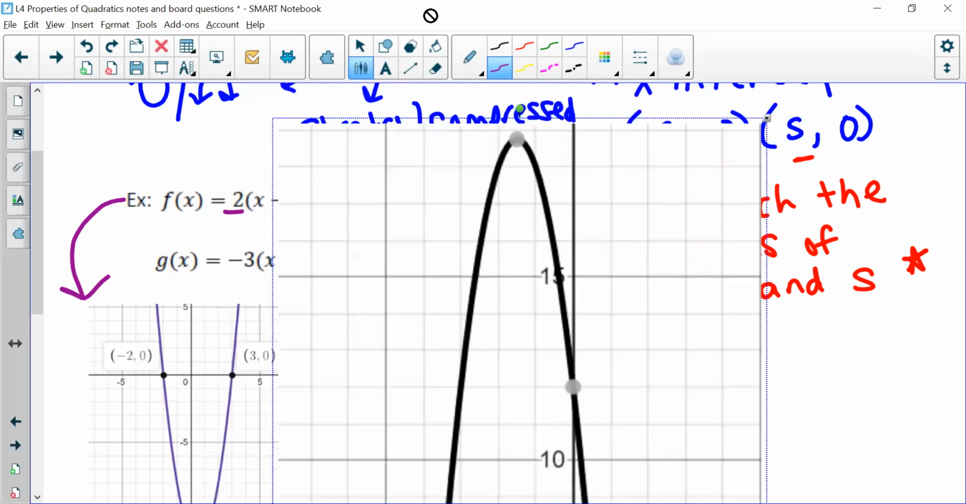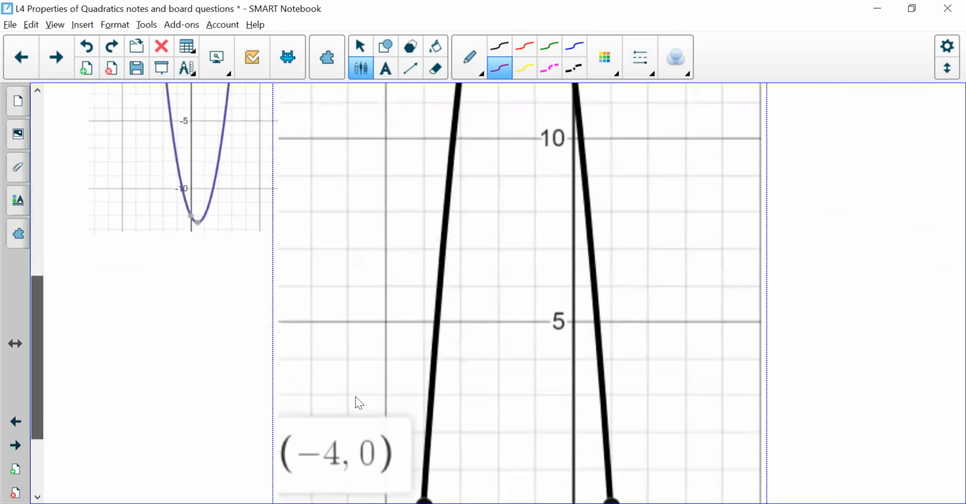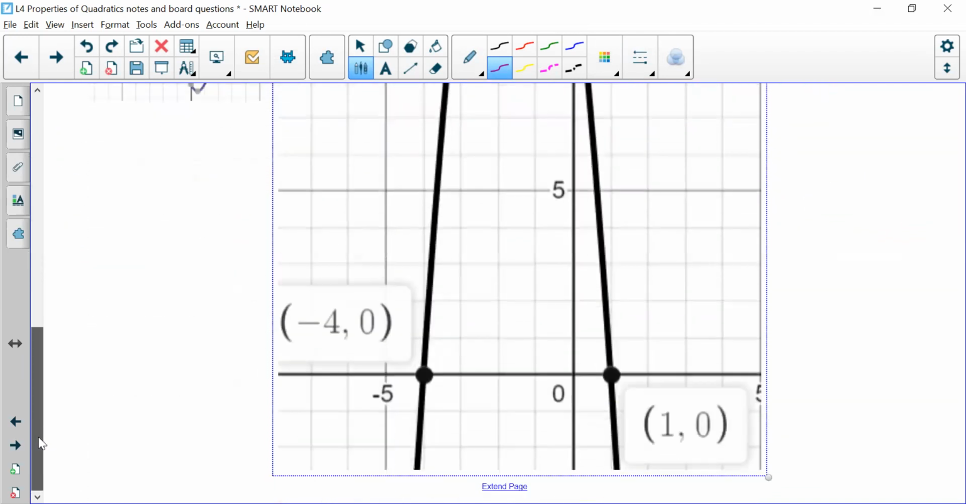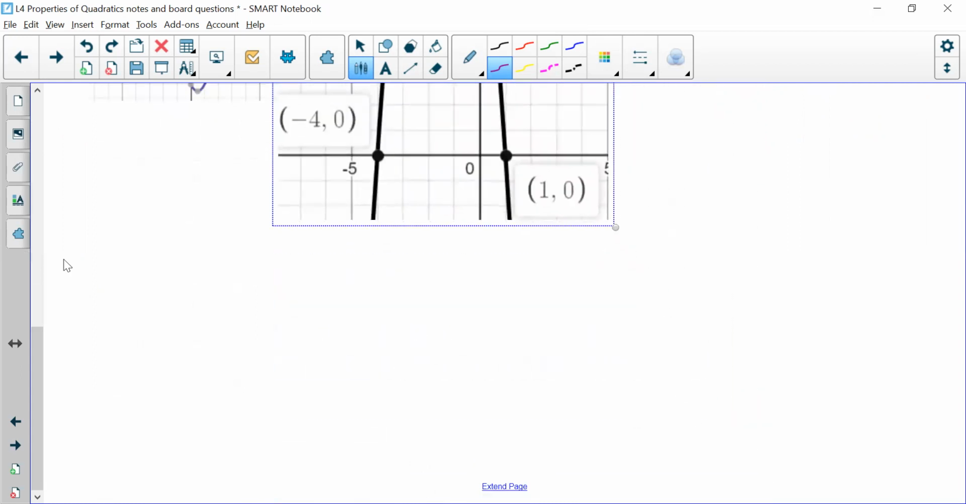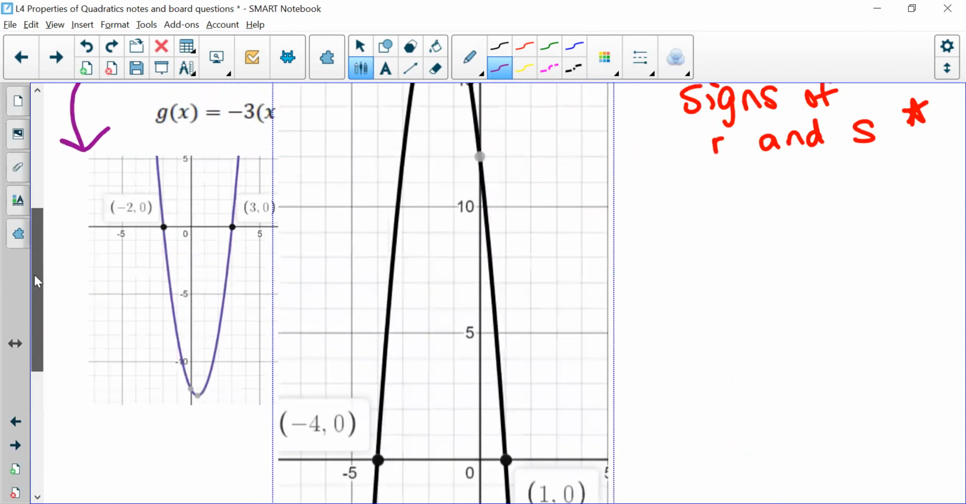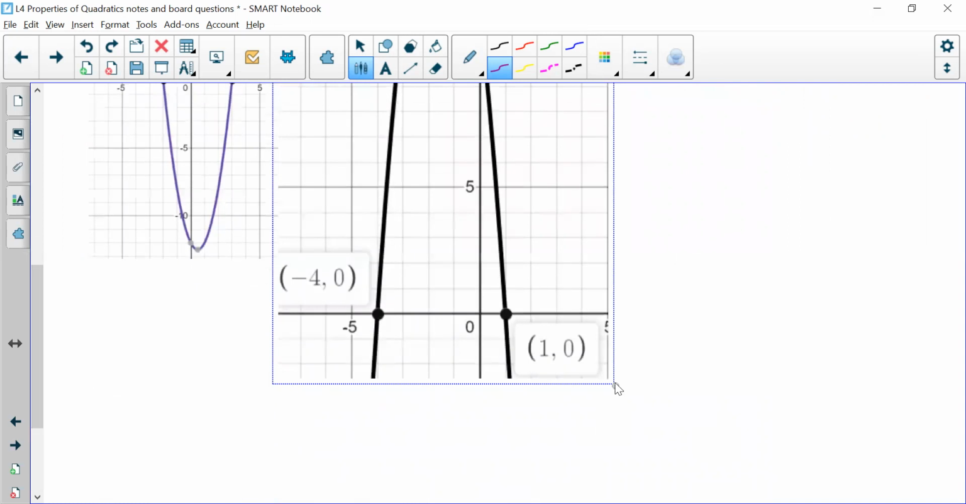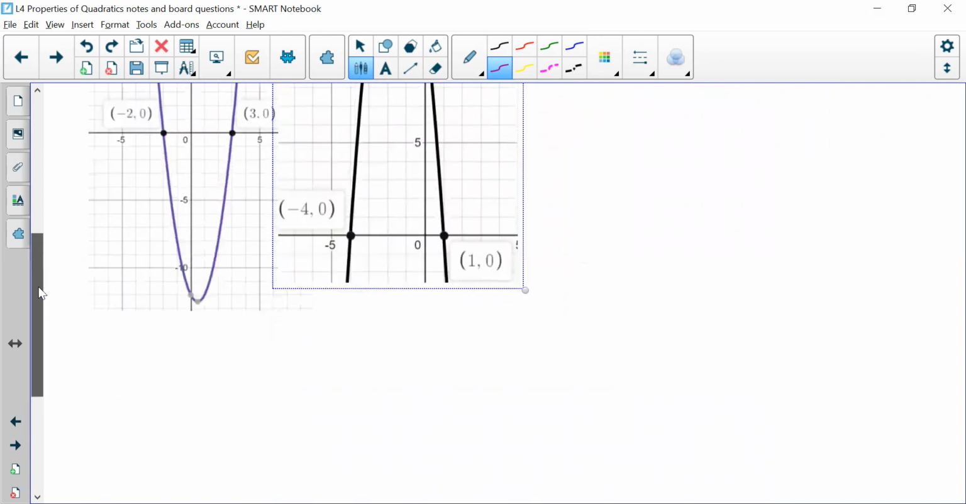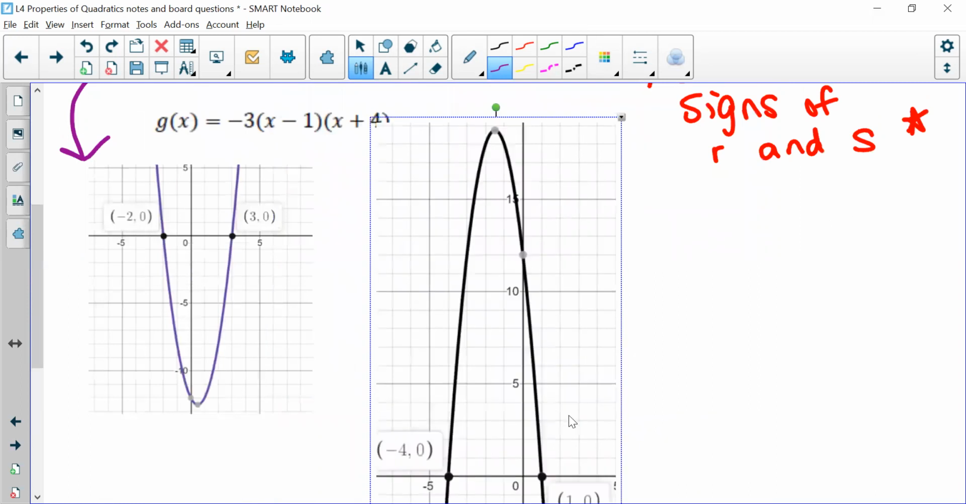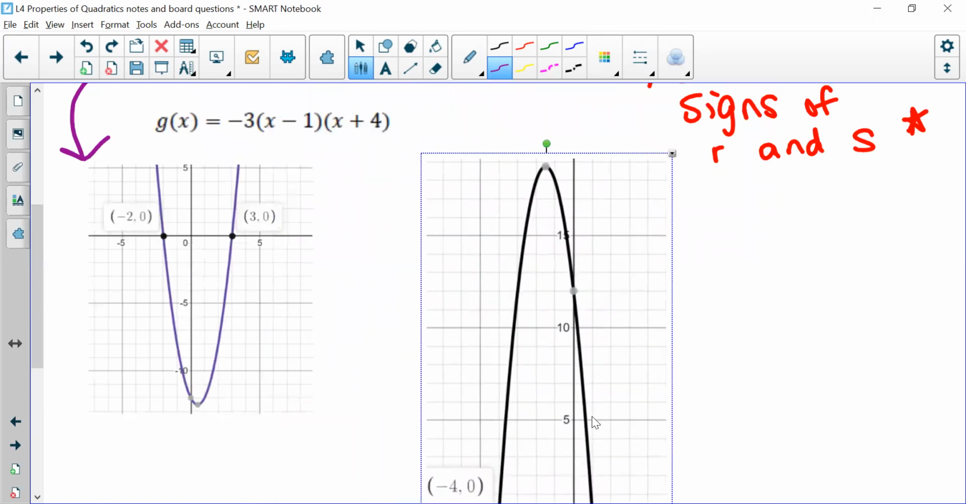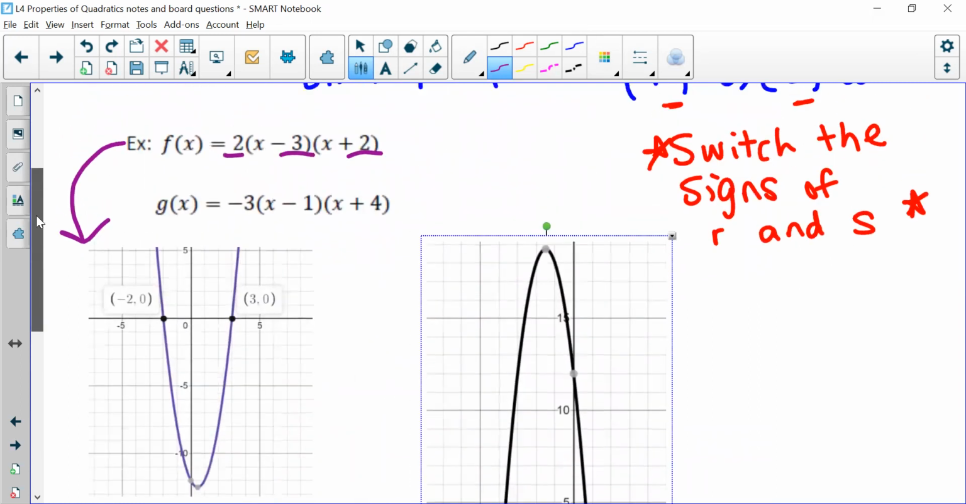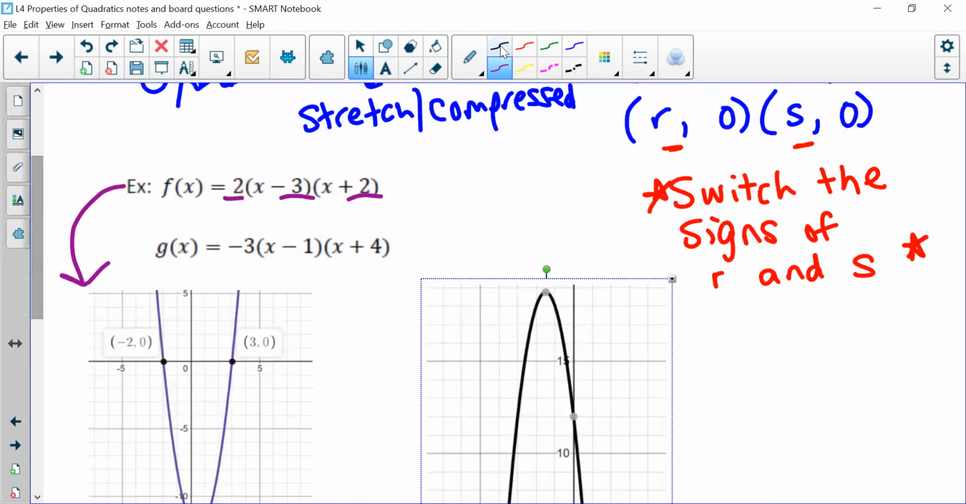Miss Reed, can you please explain how you know if it's stretched or compressed again? Yeah, so the easiest way to think about it is it has to be a fraction or a decimal in order for it to be compressed. So it'll be like 0.5 or like 2/3. That's when you're going to know that it has been compressed. Okay, thank you. You're welcome.